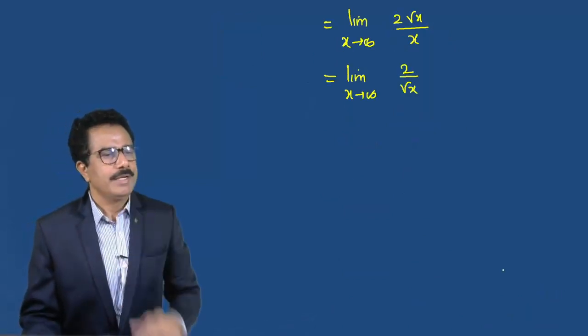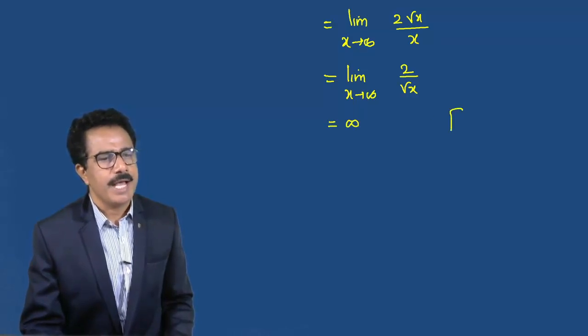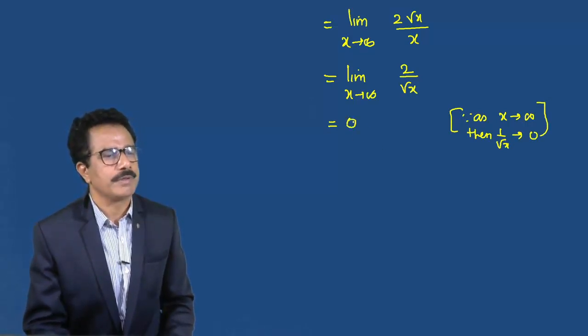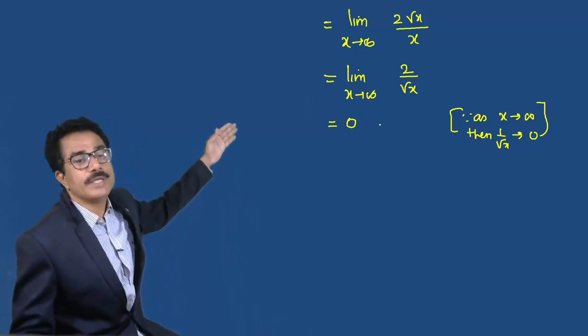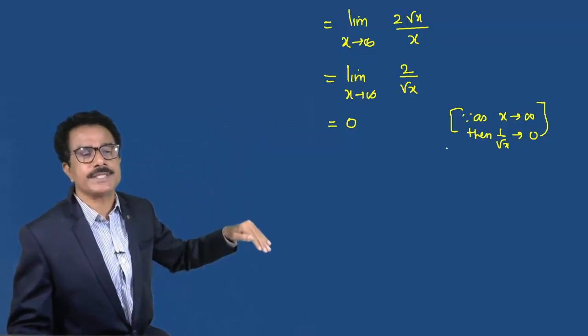So this tends to, which is equal to infinity, means as x tends to infinity, then 1 upon root x tends to 0. So it goes to 0, because as x tends to infinity, then 1 upon x tends to 0, 1 upon root x tends to 0.